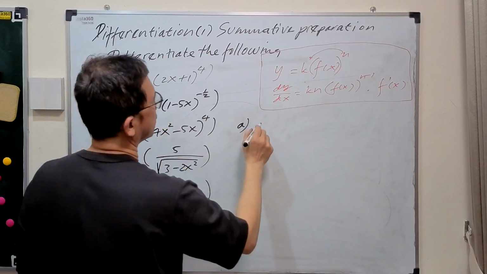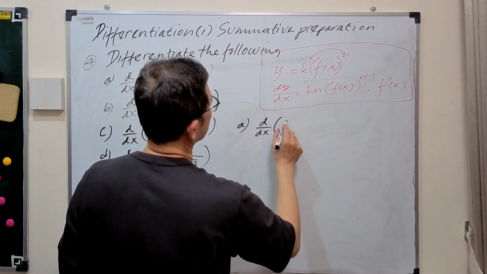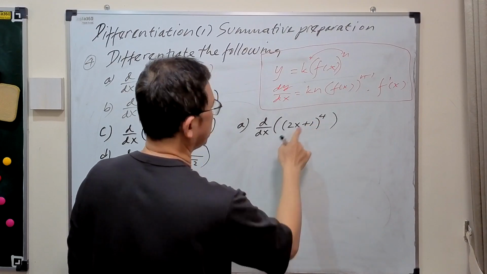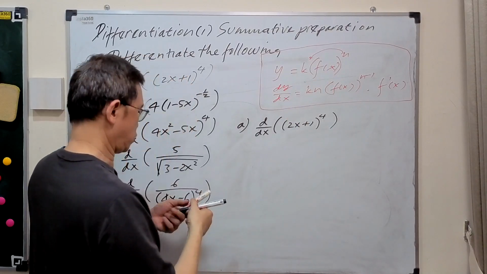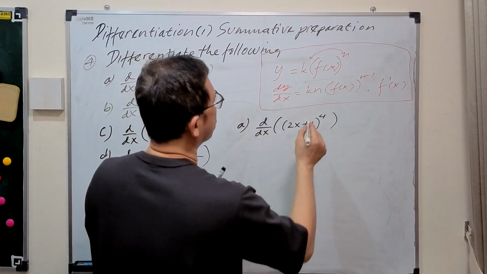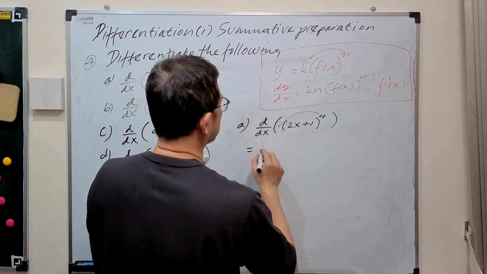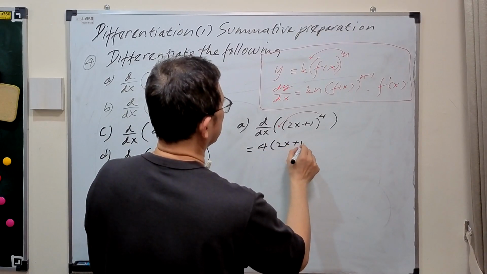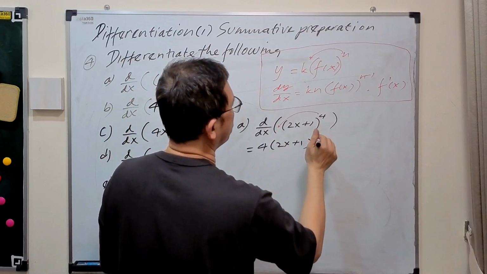A, the derivative of 2x plus 1 to the power of 4. I think this expression already fits this form, so we can right away apply the chain rule. You multiply the 4 to the front, so this is 4. The 2x plus 1, you write down, remains the same, nothing changed, and then you subtract the power by 1.